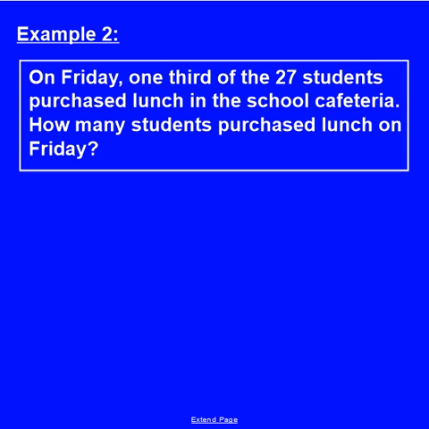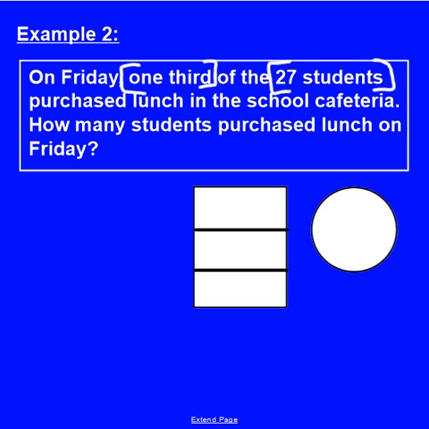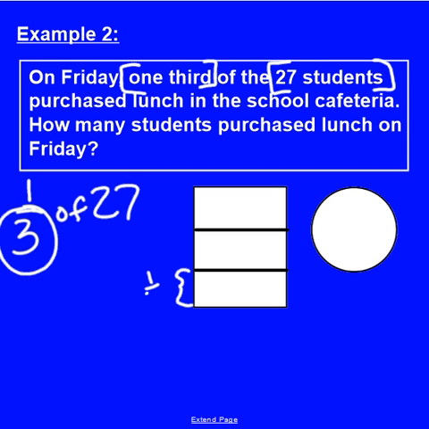Example number 2 says on Friday, 1/3 of the 27 students purchased lunch in the school cafeteria. How many students purchased lunch on Friday? Once again, I need to draw my circle and box. But this time, I'm trying to find out what 1/3 of the 27 students are. So I split my box into 3 equal parts. So I just want to find out what 1/3 of the 27 students is.